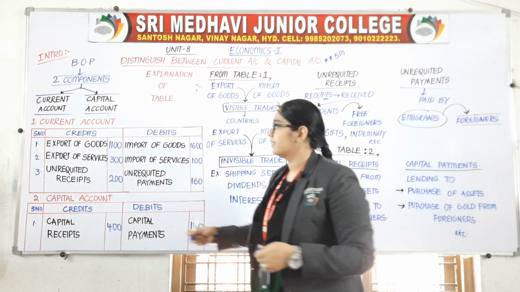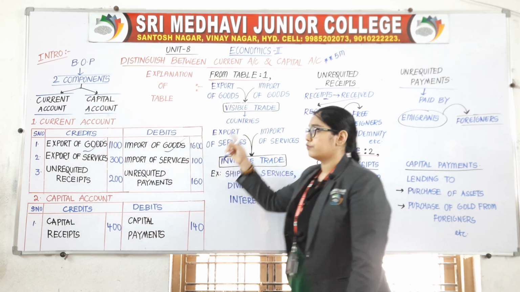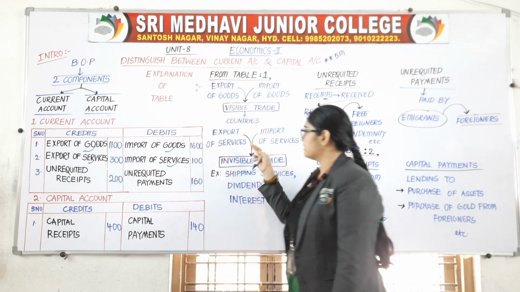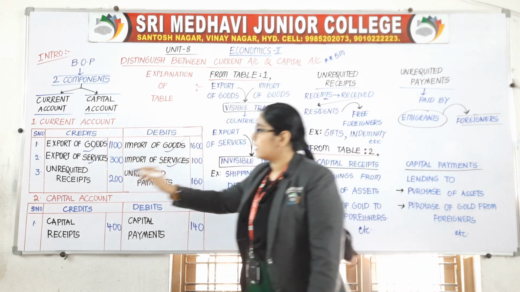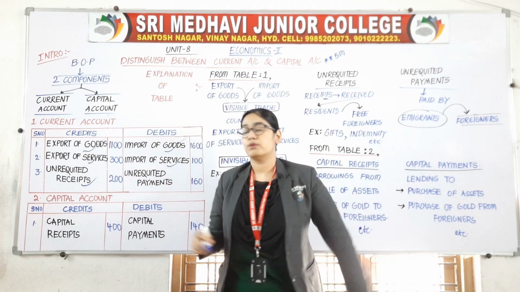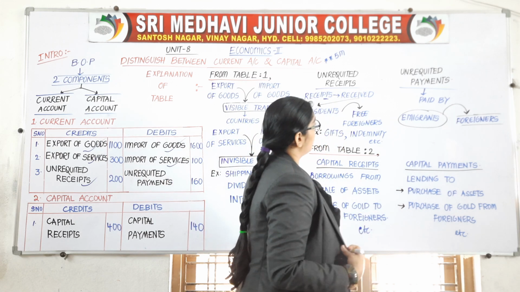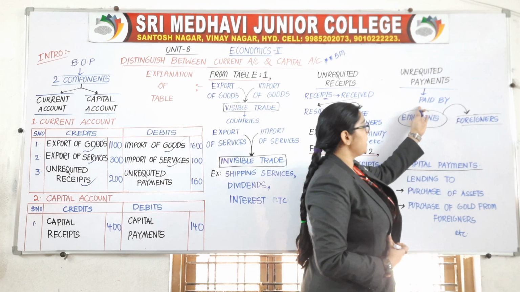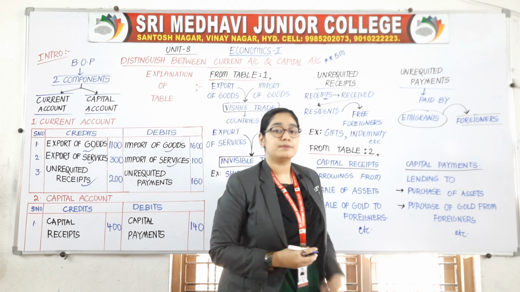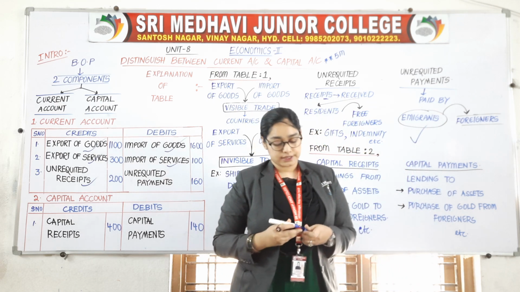Just see here, we have completed export of goods, import of goods here. Export of services, import of services is completed here. Unrequited receipts are also completed here. Then what is left? Unrequited payments. Just see on the board, unrequited payments are paid by emigrants to foreigners.